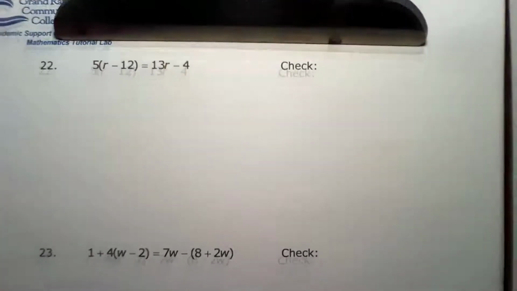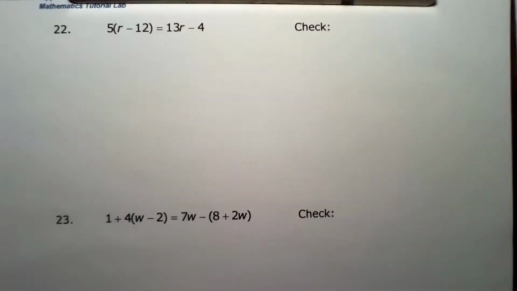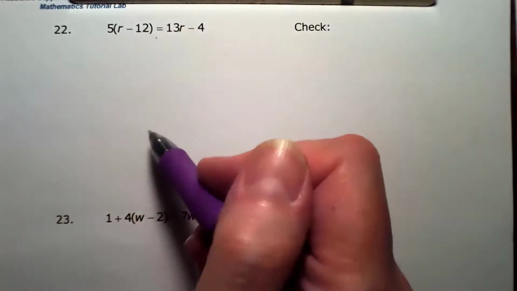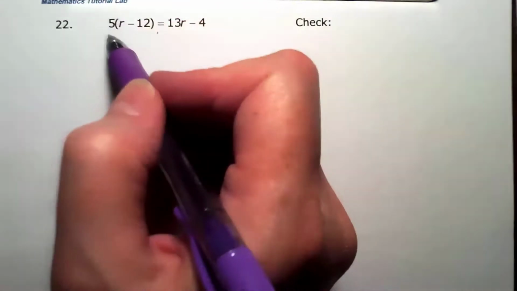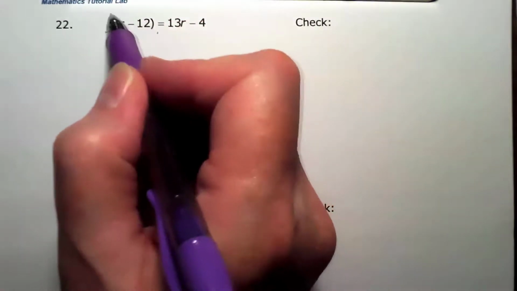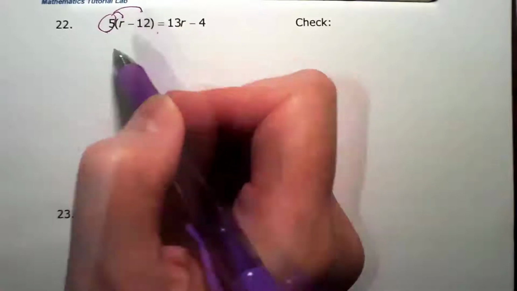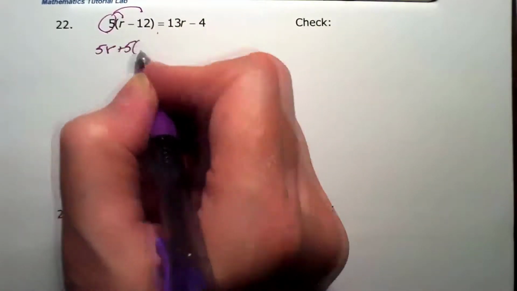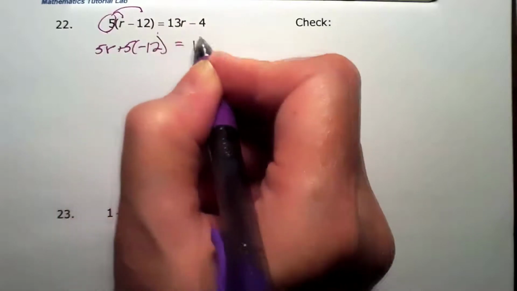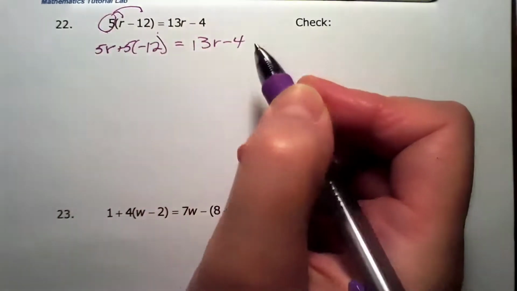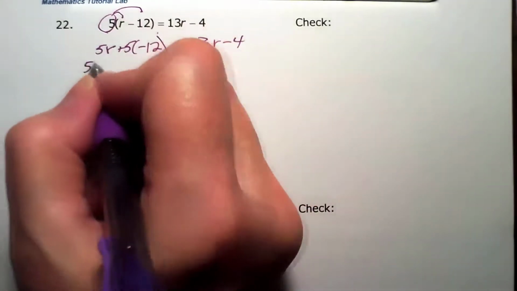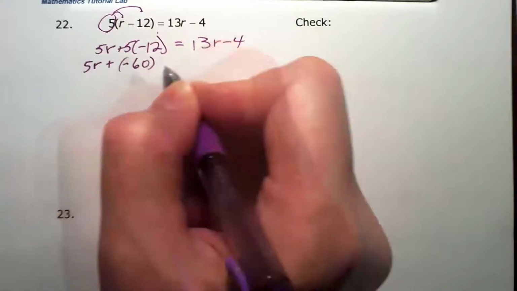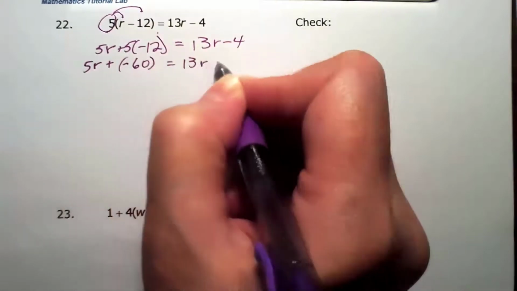So now it gets a little more complicated because first we have to clear the parentheses, and then we have to deal with balancing the equation or solving the equation. So if you remember from simplifying expressions, to clear the parentheses, I multiply the 5 times the r and the 5 times the negative 12, and this just stays the same over on this side. So I have 5r plus 5 times negative 12 is negative 60 equals 13r minus 4.